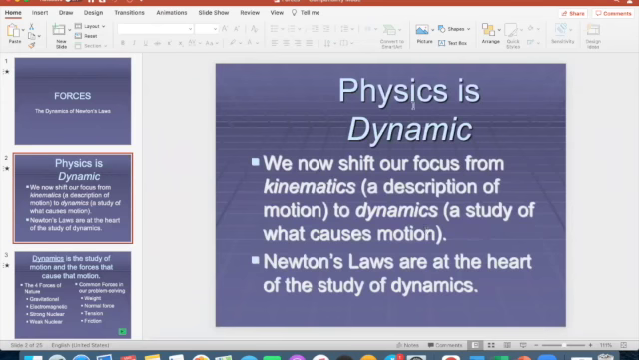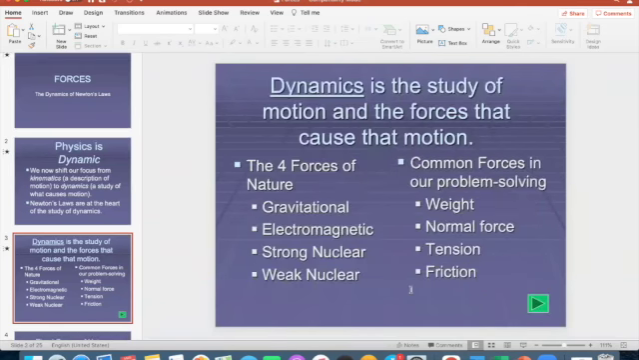All right, so the first part of physics is more dynamics, which means the study of what causes motion. Newton's three laws of motion are at the heart of dynamics. Dynamics is the study of the motion and the forces that cause the motion. The four forces of nature are gravitational, electromagnetic, strong, and weak nuclear forces.